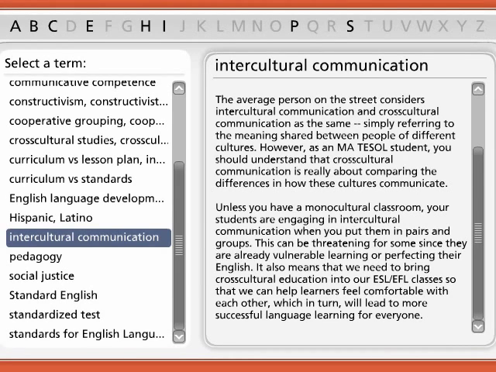Unless you have a monocultural classroom, meaning everybody is from the same culture in your classroom, your students are engaging in intercultural communication when you put them in pairs and groups in the classroom. This can be threatening for some, since they're already vulnerable learning or perfecting their English. It also means that we need to bring cross-cultural education into our ESL, EFL classes so that we can help learners feel comfortable with each other, which in turn will lead to more successful language learning for everyone.